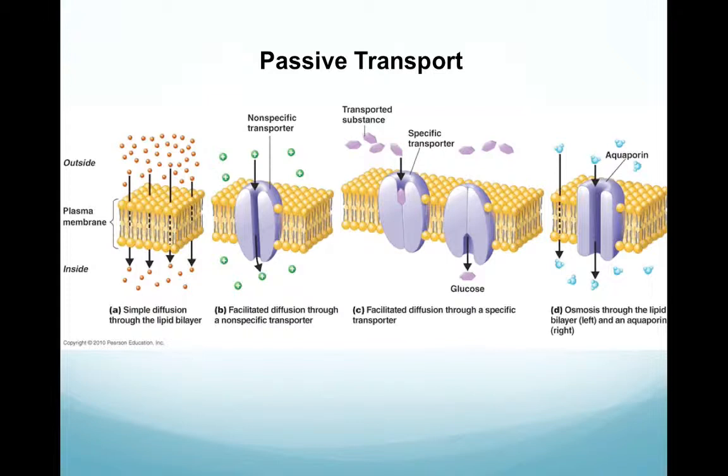Diffusion, facilitated diffusion, and osmosis are all examples of passive transport. So that's a type of transport across a membrane that does not require energy.